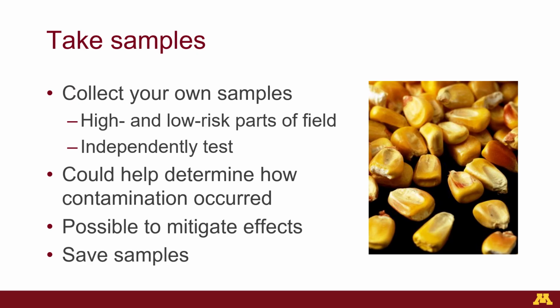As a preventative measure, you can collect samples of your crop prior to harvest. Sample high-risk and low-risk parts of your fields prior to harvest. You can have them tested on your own. It could help determine the source of contamination, or lack thereof. If contamination is found, but only in one part of a field, it may be possible to mitigate the effects by removing the contaminated portion of your crop. Keep extra samples.